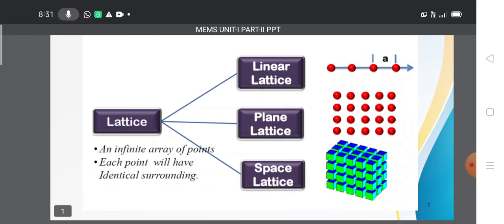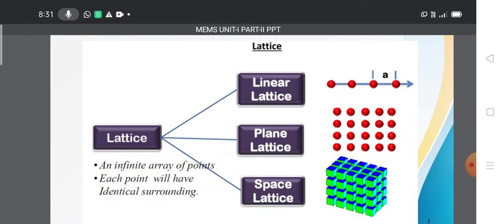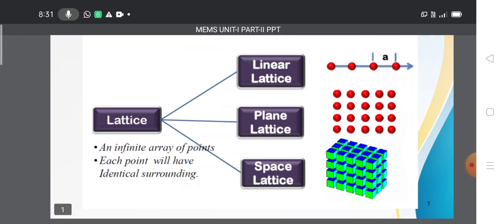The lattices are classified into linear lattice, plane lattice, and space lattice. The linear lattice is one-dimensional, plane lattice is two-dimensional, space lattice is three-dimensional. Next, what is lattice plane? The lattice plane is a plane which passes through any three points which are not in a straight line. A set of parallel lattice planes is characterized by its Miller integers.